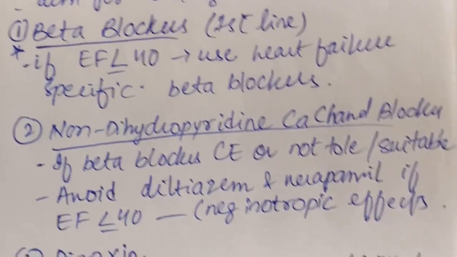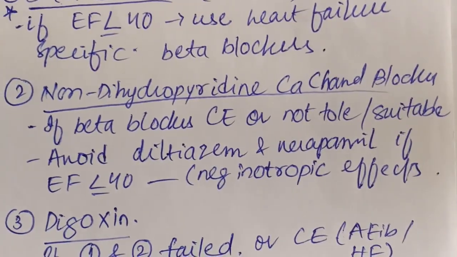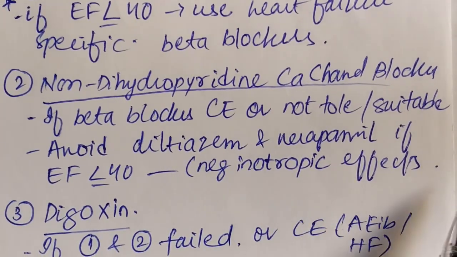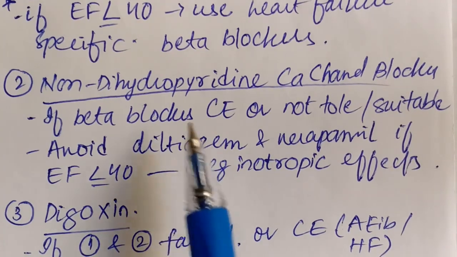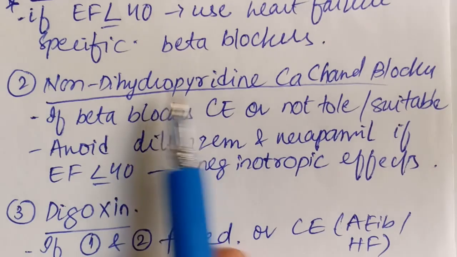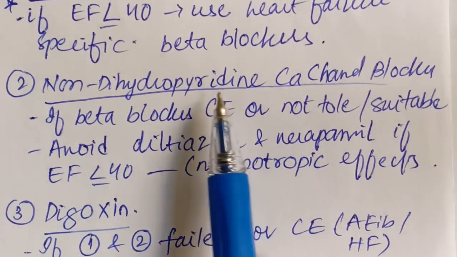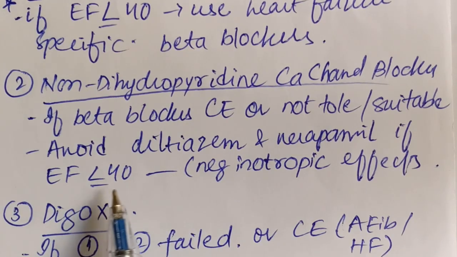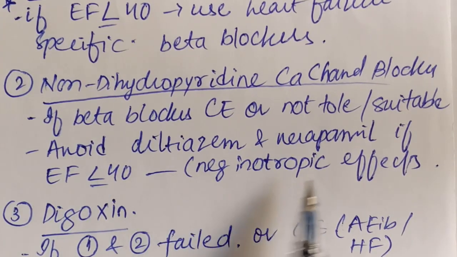Then we have the non-dihydropyridine calcium channel blockers. If beta blockers are contraindicated, not tolerated or not suitable, we would go for these. Verapamil and diltiazem are in this group. We have to avoid these drugs if the ejection fraction is less than 40 because they have negative inotropic effects.